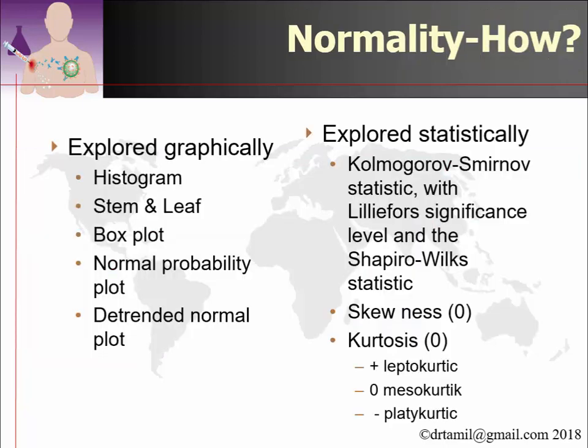So how do we decide whether your data is normal or not? There are a few ways of checking for it. You can either do the graphical method or the statistical method. For the graphical method, we will cover one by one: histogram, stem and leaf, box plot, normal probability plot, and the detrended normal plot. If you want to check statistically, the name of the statistical test for normality is the Kolmogorov-Smirnov statistic. The other figures that we look at are the mean, median, and mode.